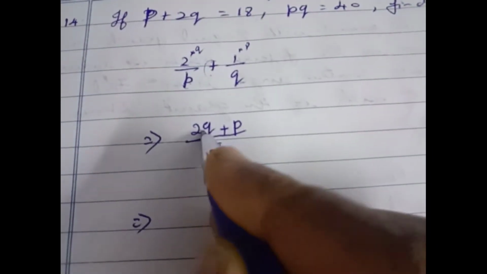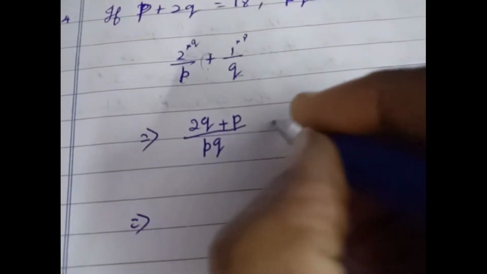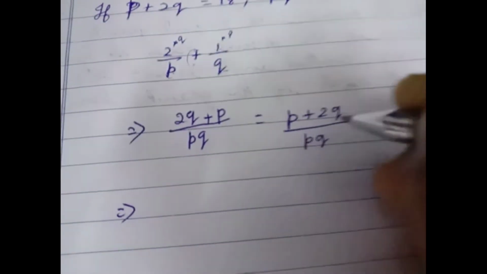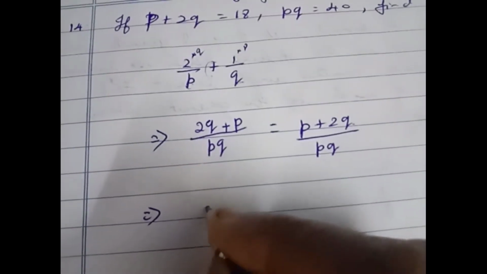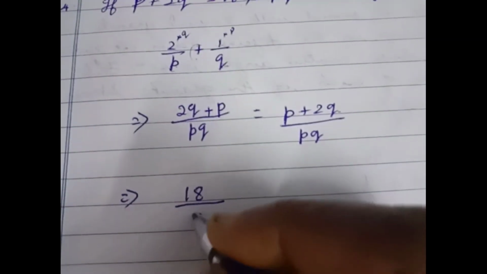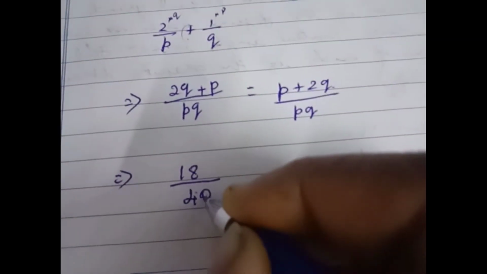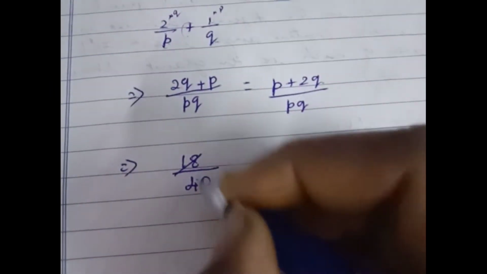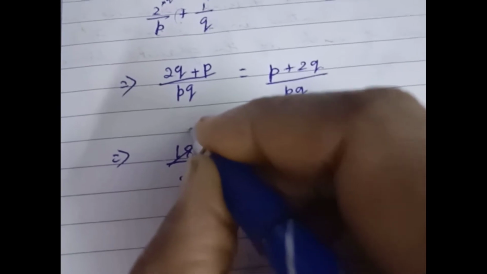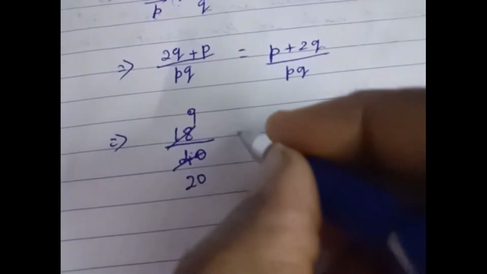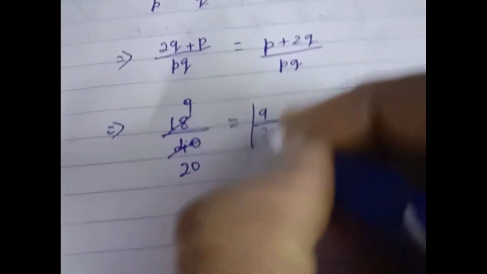Therefore, here change and write p plus 2q by pq. So, p plus 2q is equal to 18 by pq, which is equal to 40. So, if you cancel in the 2 table, 2 nines are 18, 2 twenties are 40. Therefore, your answer is 9 by 20.